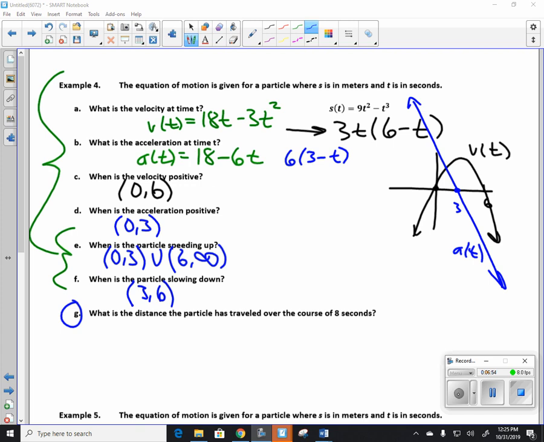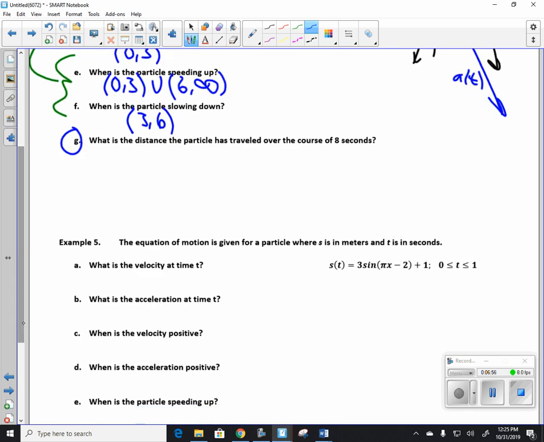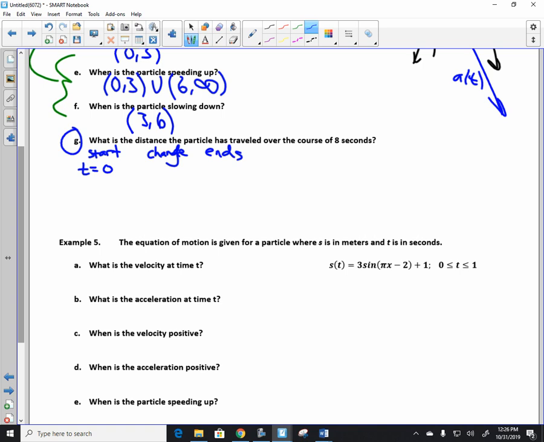What is the distance the particle traveled over the course of 8 seconds? 8 seconds. Okay, that's what I want to do now. So do you remember how we determine this piece? We consider the start. When else? When it changes and when it ends. Start is at time equals 0. End is at time equals 8.